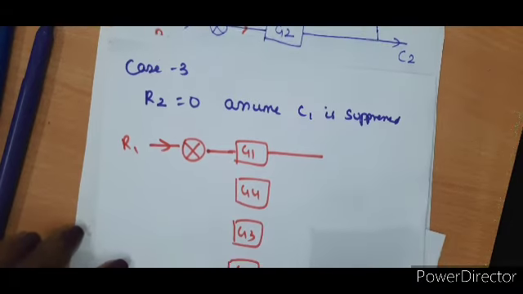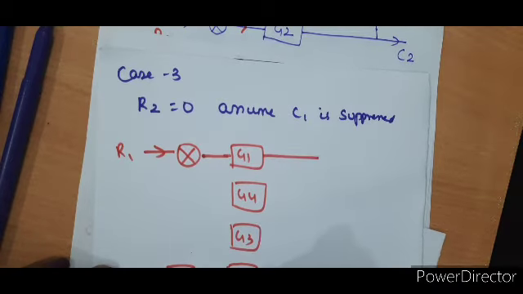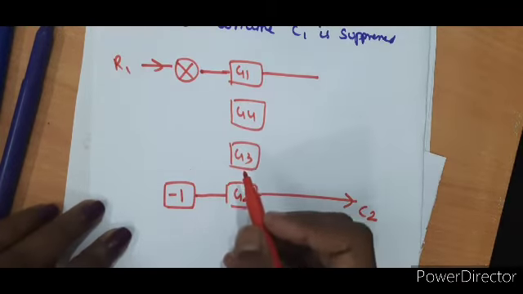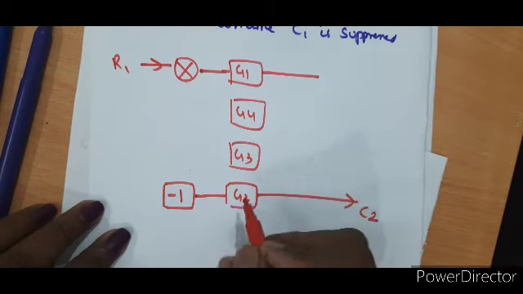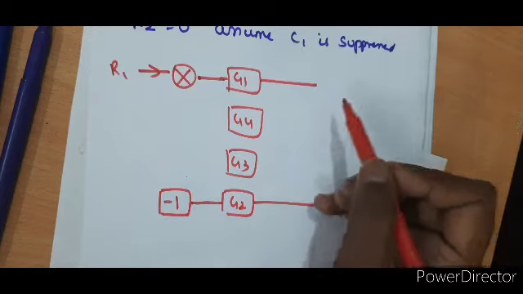Okay. Now what have you been told? R2 is 0. When R2 is 0, what should I write? I should write a block of minus 1. Then I have the output at C2. I have output at C2. Okay. Next, now track from here.